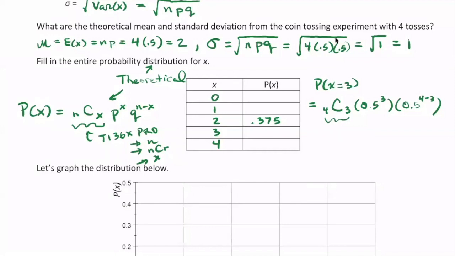Okay, so for the 4 choose 3, you press the 4. You press that button that has the NCR on it. You have to press that button 2 times. Then you put the 3 in and you hit enter. Okay. So that's a real quick and clever way to get that. And in the end, the 4 choose 3 just comes out to be 4, I think. And then it's times 0.5 to the 3rd times 0.5 to the 1st.